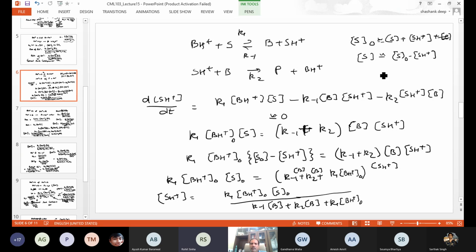Because this is simply mass balance. You must have heard about mass balance, am I right? The initial concentration of S will either go to SH plus or P. If P is negligible, in that case, I can simply write S naught is equal to S plus SH plus. Is this okay? Yes, sir. Okay.